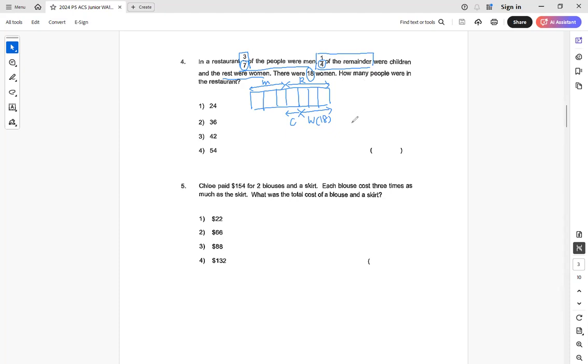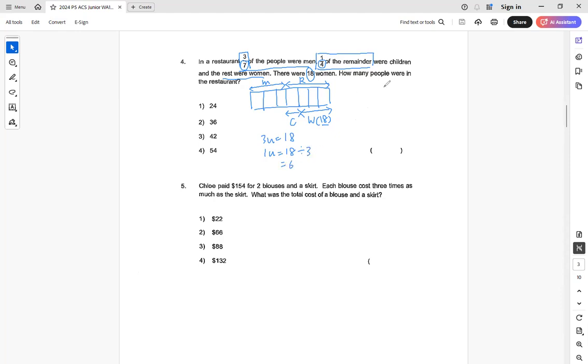Let's look at how we can solve it. The only value we have in this model is 18, which is 3 units. So let's write down 3u is equal to 18. Always have to find 1 unit. I will take 18 divided by 3. That will give us 6.